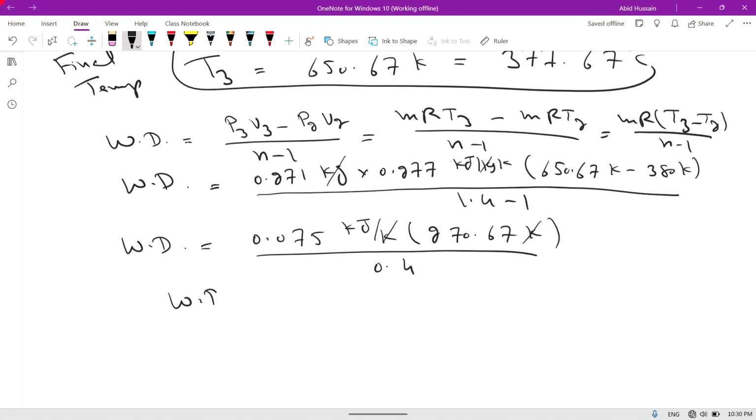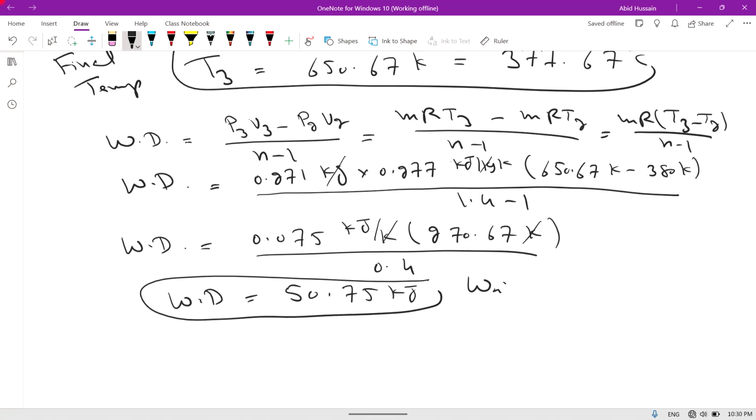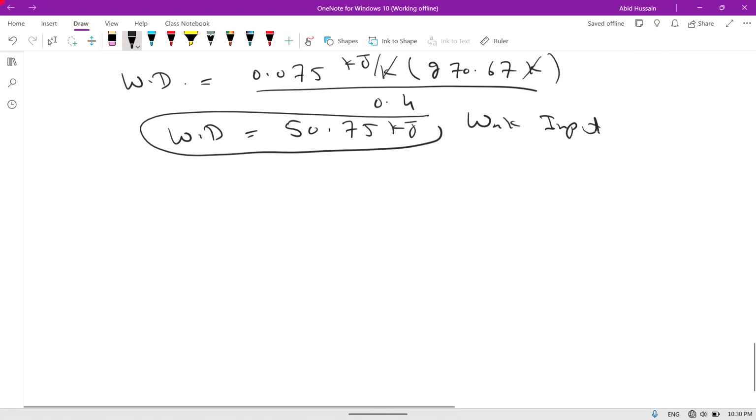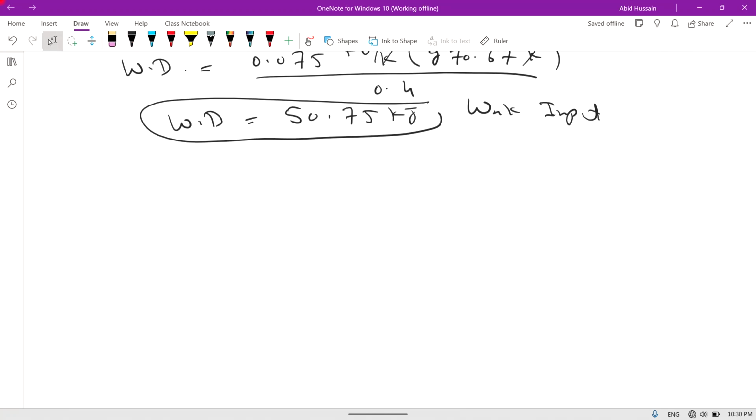So now this is simple. Multiply those two values and divide by 0.4. So work is equal to 50.75 kilojoule. So this is work input or work done on this system. Work input, work of compression, or work done on the system. Now we have to find heat flow to or from the system. So Q plus W is equal to U2 minus U1. U2 is equal to mCV T2 and U1 is equal to mCV T1. mCV is common, so mCV times T2 minus T1.